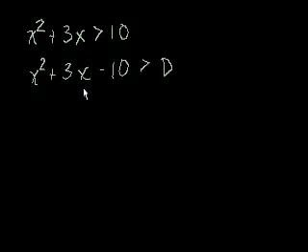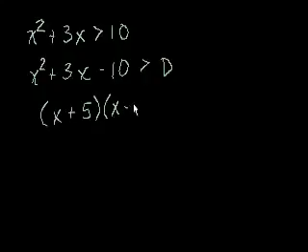Now let's see if we can factor it. Are there two numbers that when you multiply them become negative 10, and when you add them become positive 3? Well, yeah, positive 5 and negative 2. And at this point, I think you already know how to do factoring. So it's x plus 5 times x minus 2 is greater than 0.